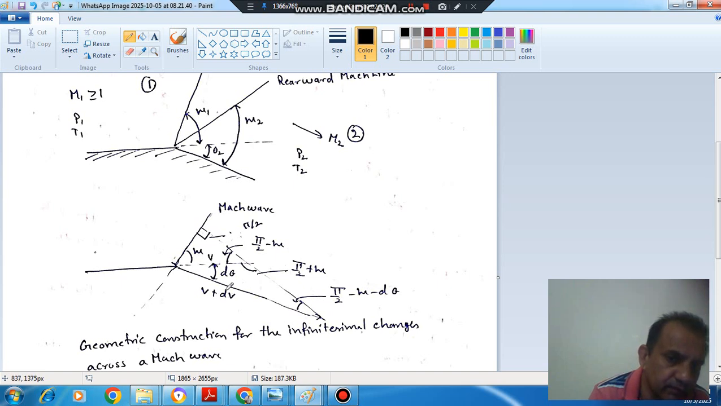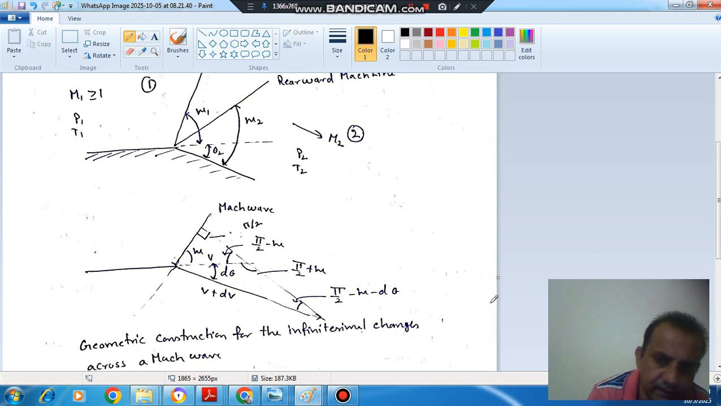Okay, so this is your v, this is v plus dv, this is d theta, and this is your v. So if we draw this v plus dv and extend it and draw a perpendicular, then this will coincide with the Mach wave. So this angle is 90 degrees or pi by 2. So this angle will be pi by 2 minus mu. As this whole is 180, so it is pi by 2 plus mu. So this is d theta, this is pi by 2 plus mu, and this will be pi by 2 minus mu minus d theta. Okay. So now this is your velocity diagram, with v, v plus dv, and the third side.